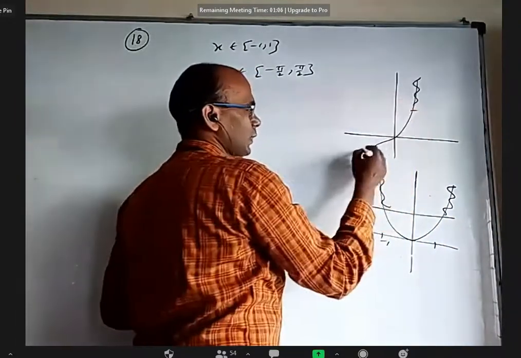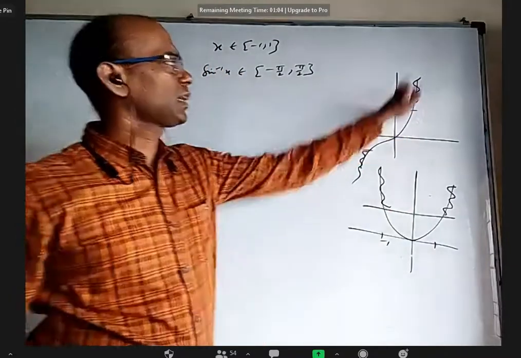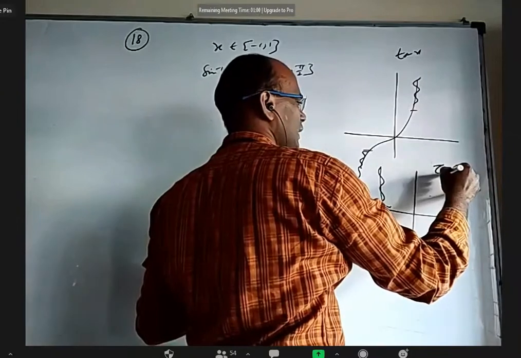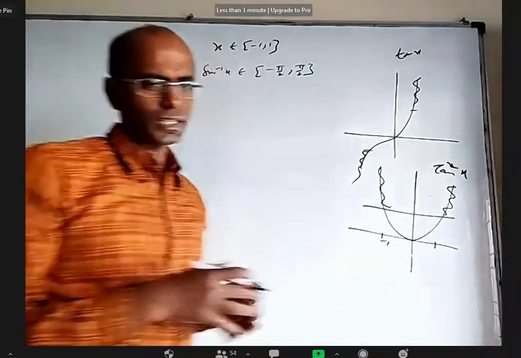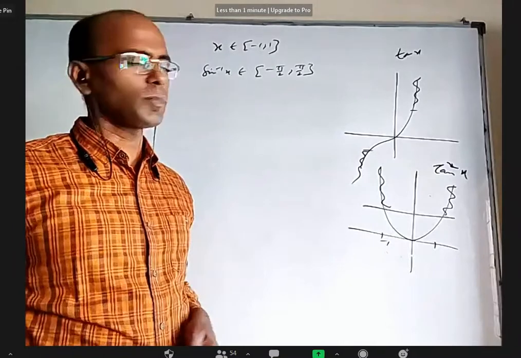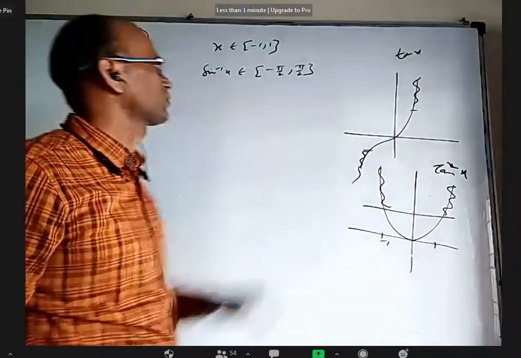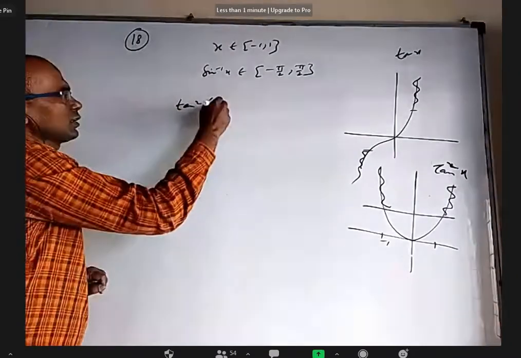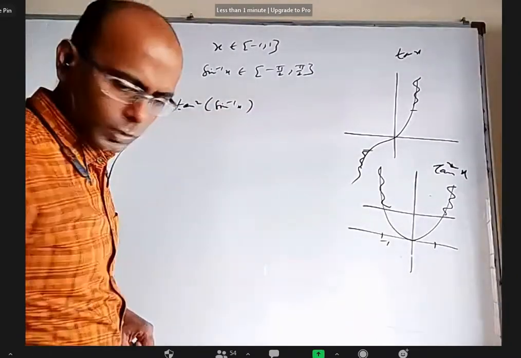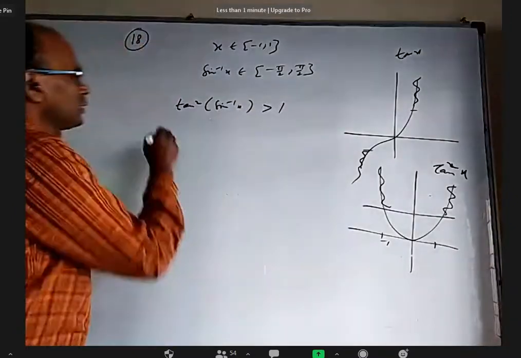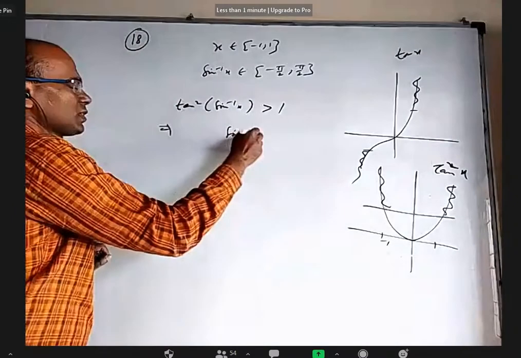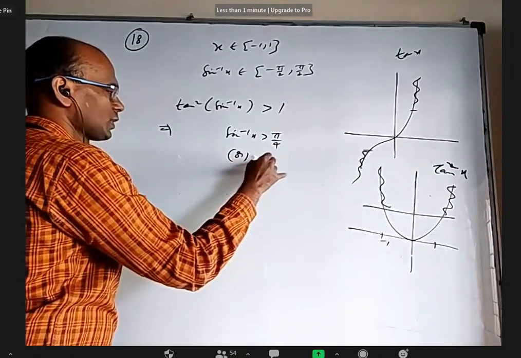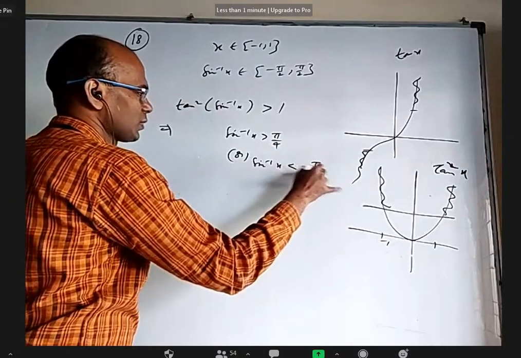That is this whole thing and this whole thing. Anything more than 1, this is the graph of tan x, by the way. This is the graph of tan square x. So tan x will be more than 1, or tan square x will be more than 1, after 45 or before -45. So based on that, I can write tan square sin inverse x is greater than 1 implies sin inverse x is greater than pi/4 or sin inverse x is less than -pi/4.